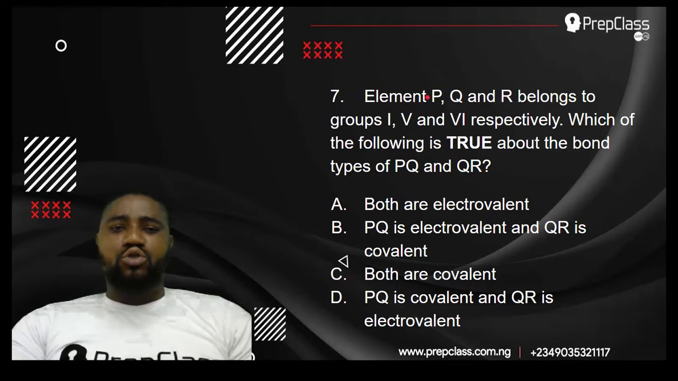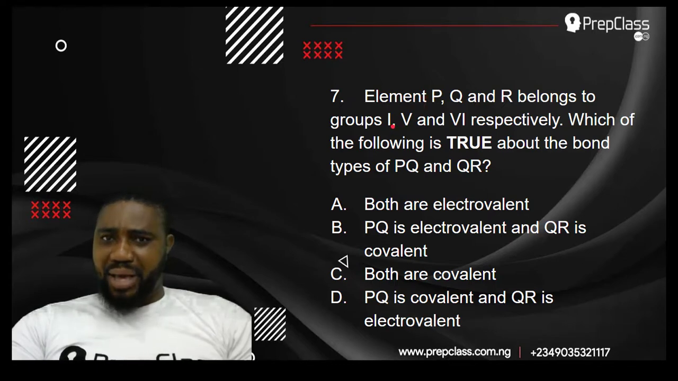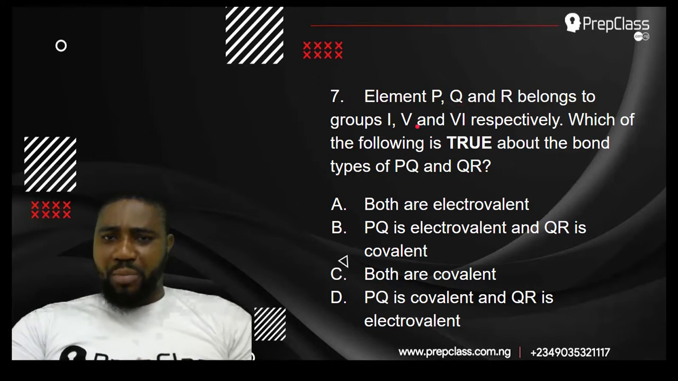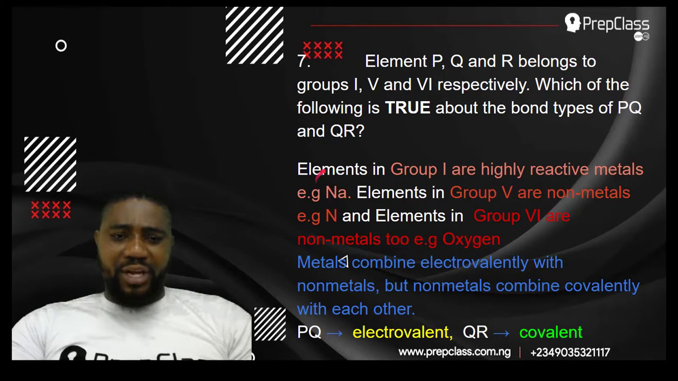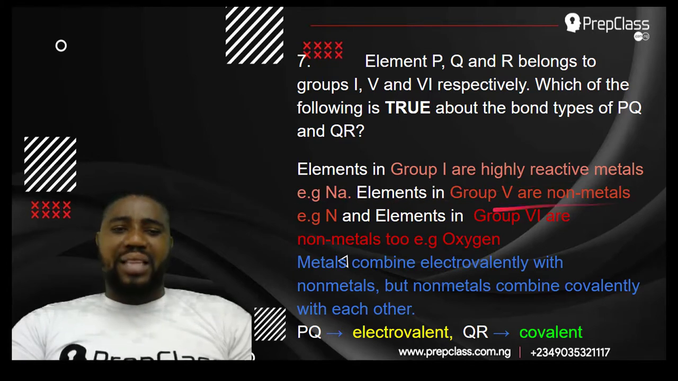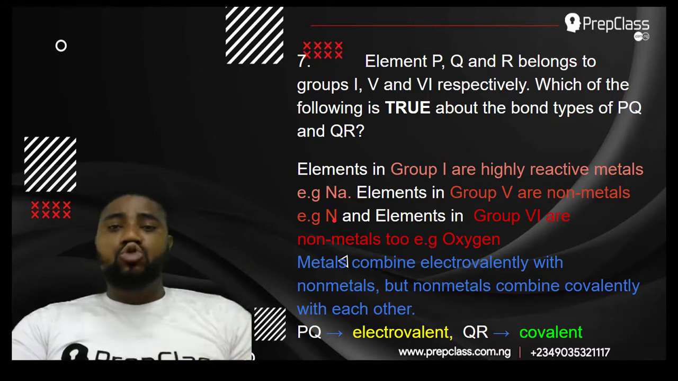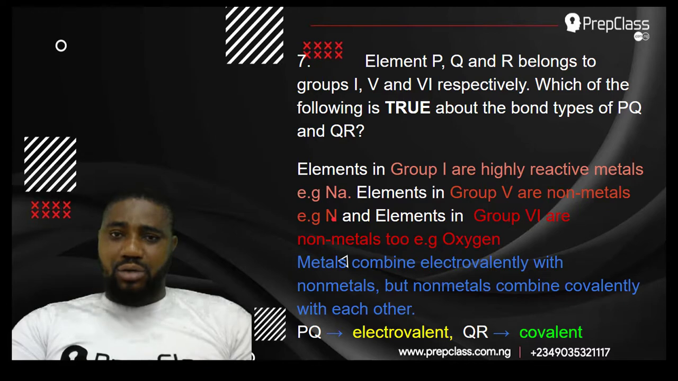P belongs to group 1. That means P is a metal. Q belongs to group 5. Q is a non-metal. Let me go to where I explained. Now look at here. I said elements in group 1 are highly reactive metals, e.g. sodium. Elements in group 5 are non-metals, e.g. nitrogen. Remember that in the periodic table, elements in group 1, 2, 3 are metals. Group 4 are semi-metals. Then group 5 to 7 are non-metals.